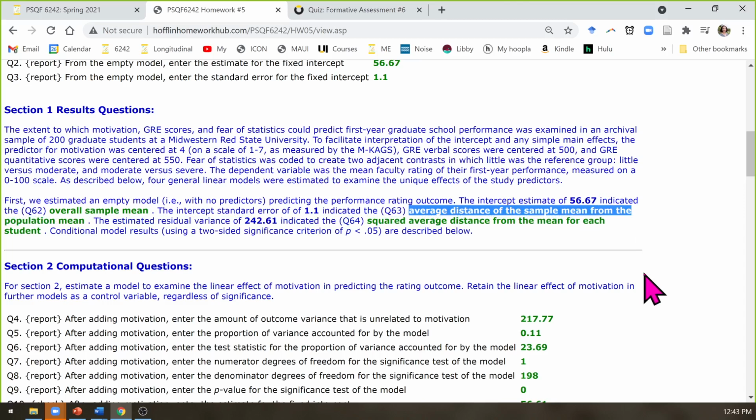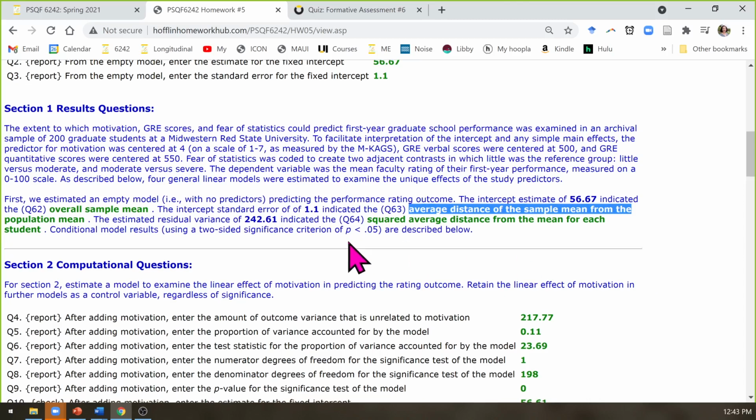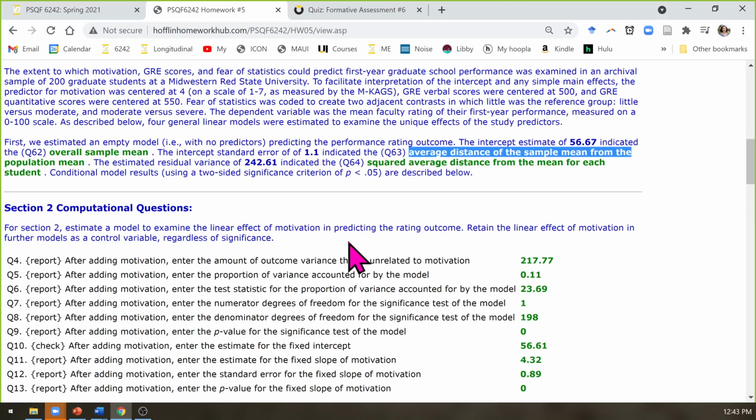So standard deviation and standard error are unsquared metrics. Variance is the squared version of each. And so standard deviation becomes variance and standard error becomes sampling variance of whatever the estimate is. So any questions on section 1 for those?